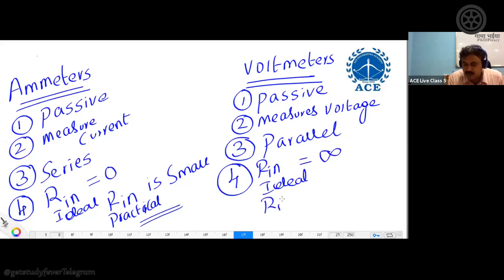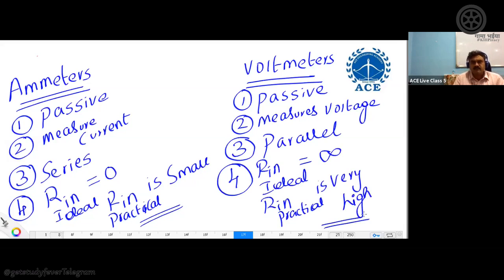But R_in in practical cases should be very, very high, in megaohms. So that they will measure only the drop, but they will not take any current. Even though they take current, it will be microamps. So that will not be any loss for you. So these are the two devices.